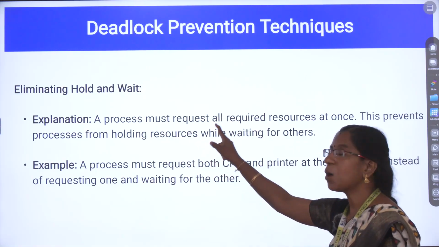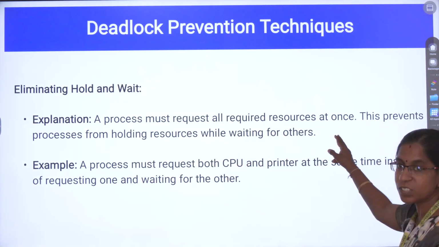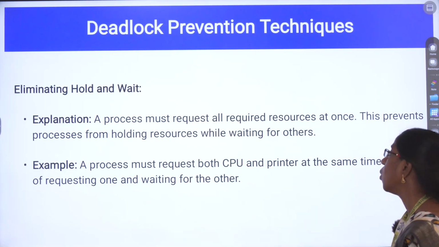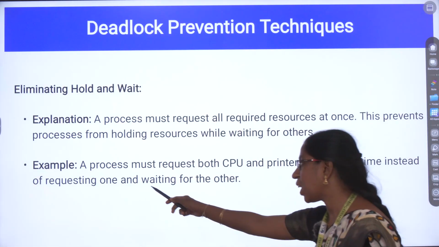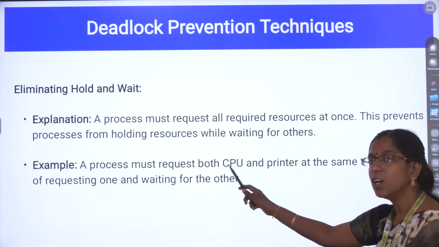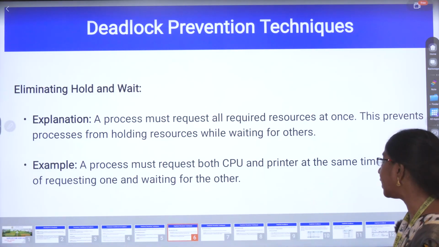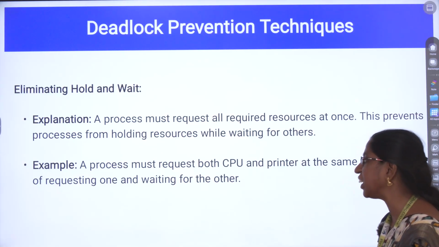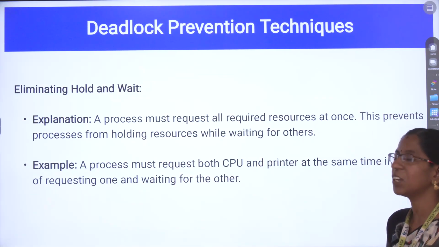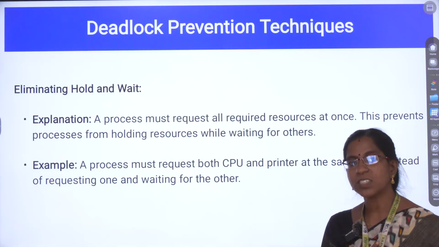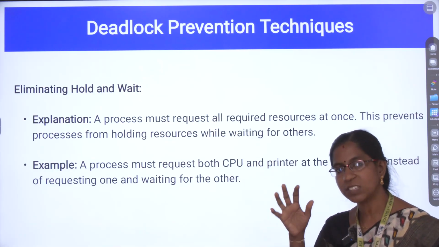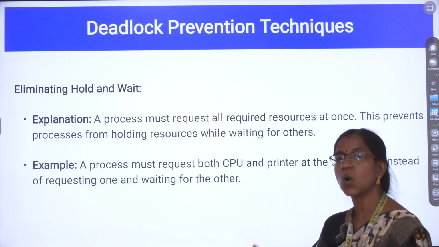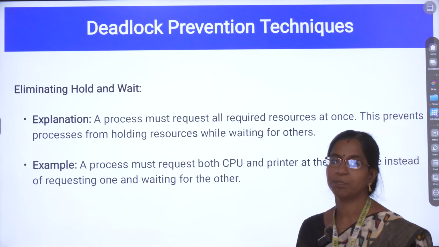A process must request all required resources at once. This prevents a process from holding resources while waiting for others. Example, a process must request both CPU and printer at the same time instead of requesting one and waiting for the other. Yeah, this is eliminating hold and wait. If I am a process P1 and I want to utilize both the CPU and printer, then from the initial itself I want to request these two resources at one time.